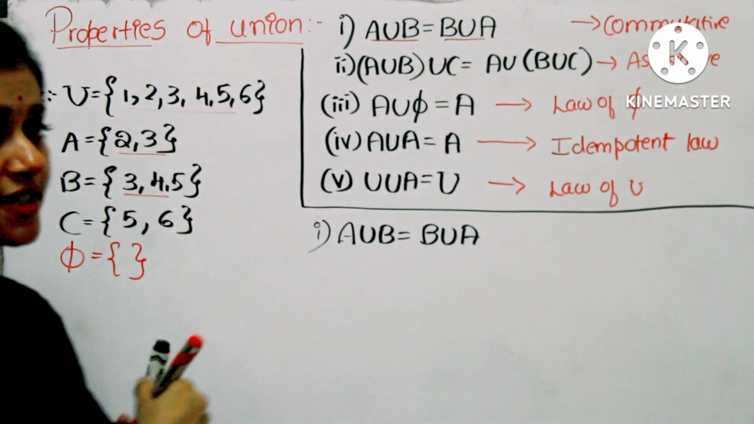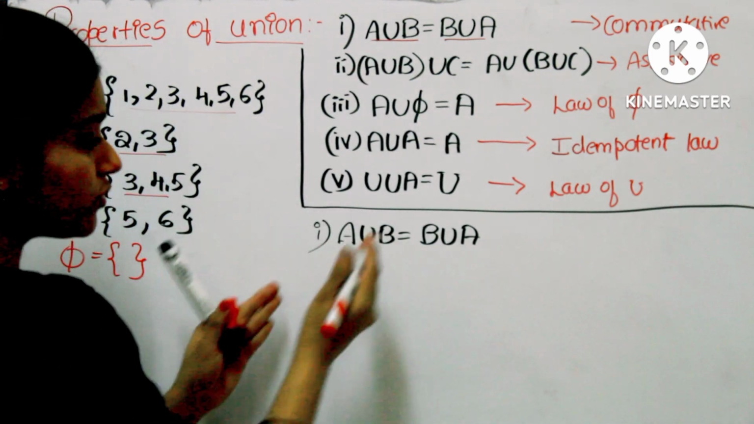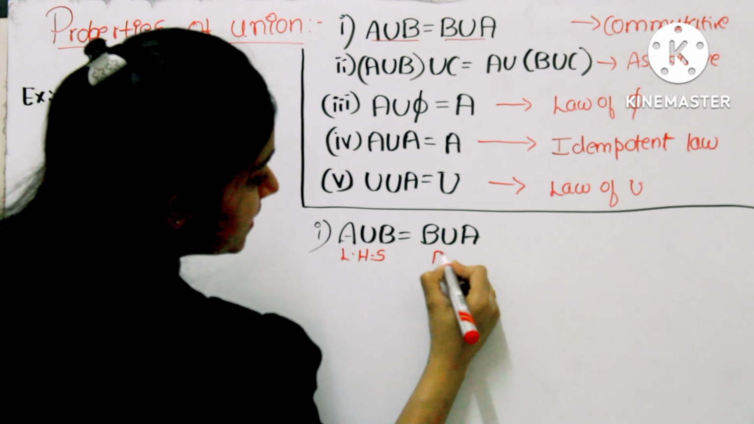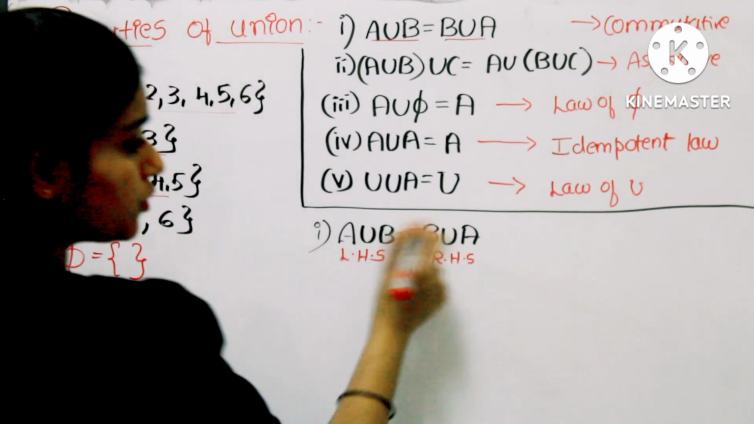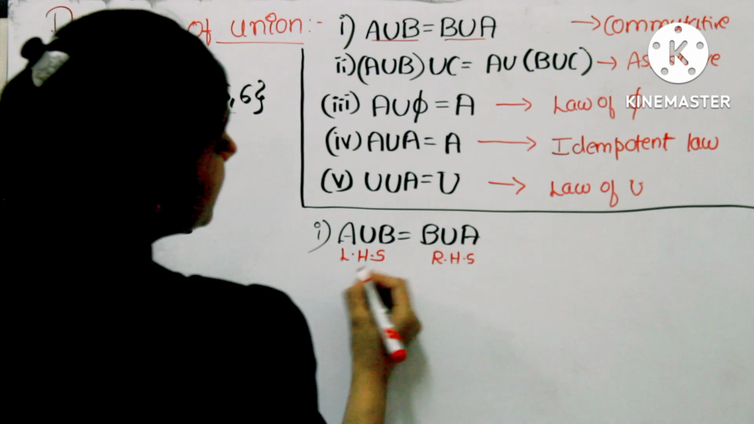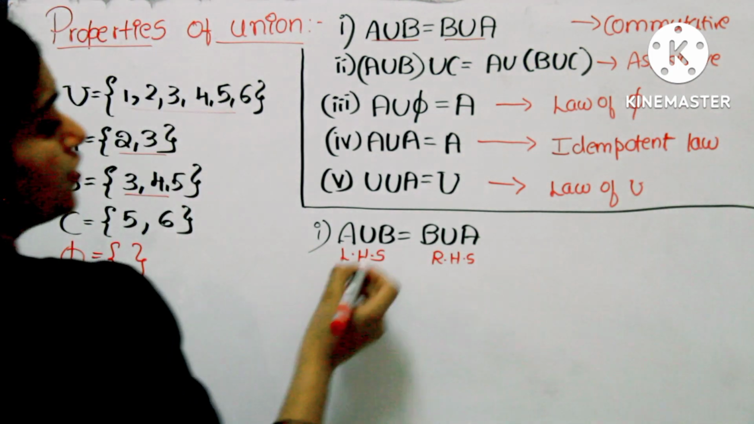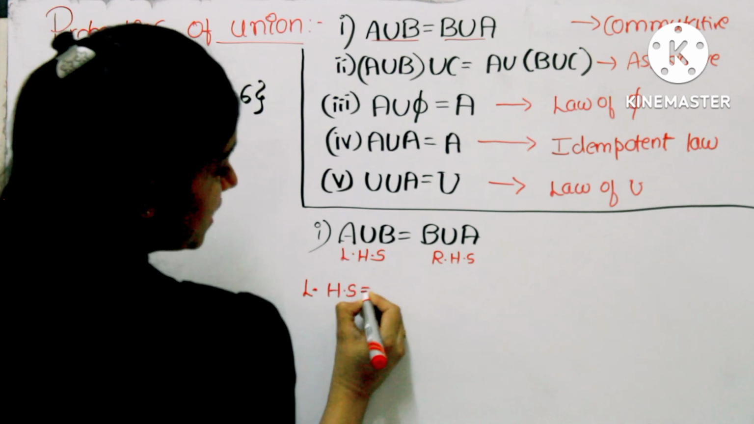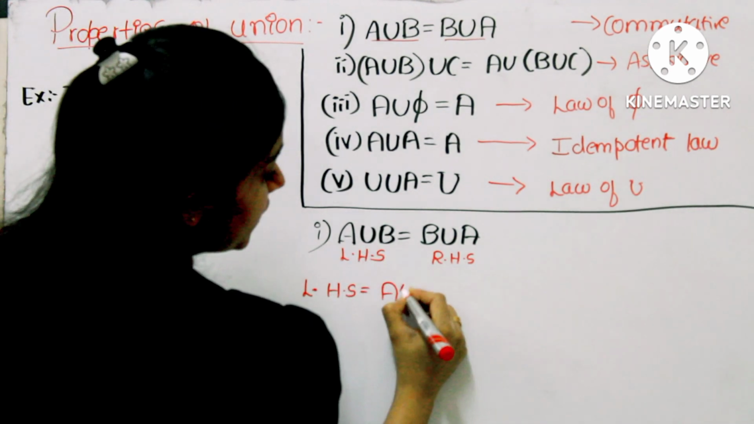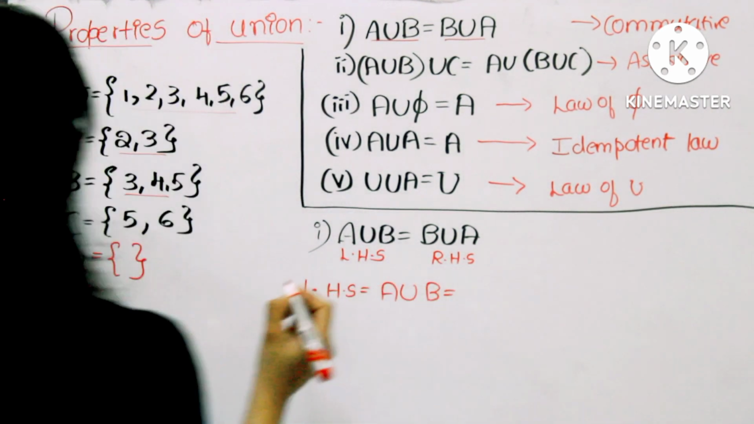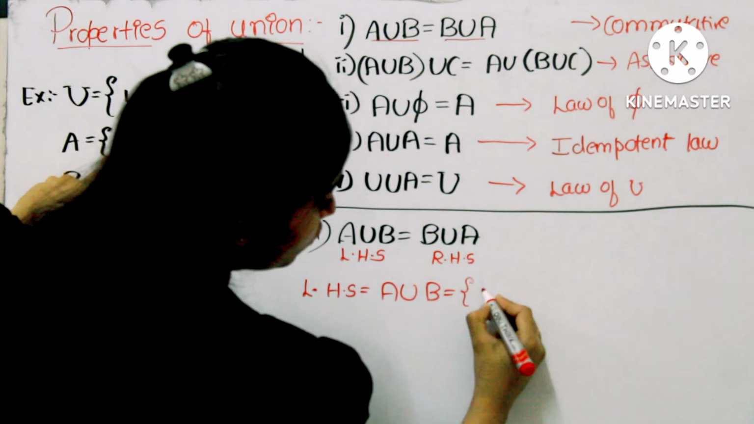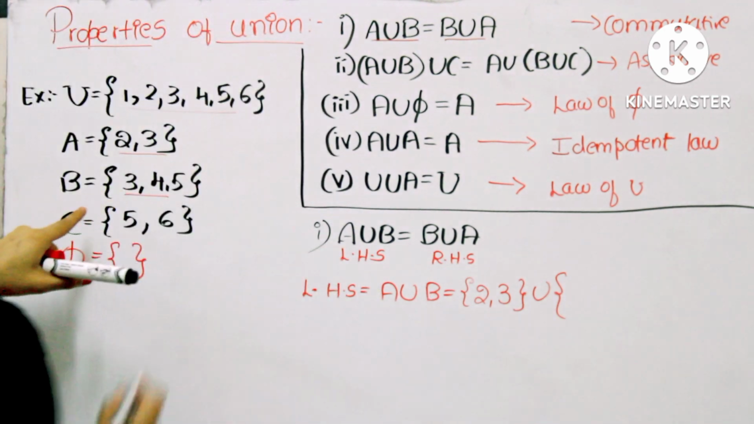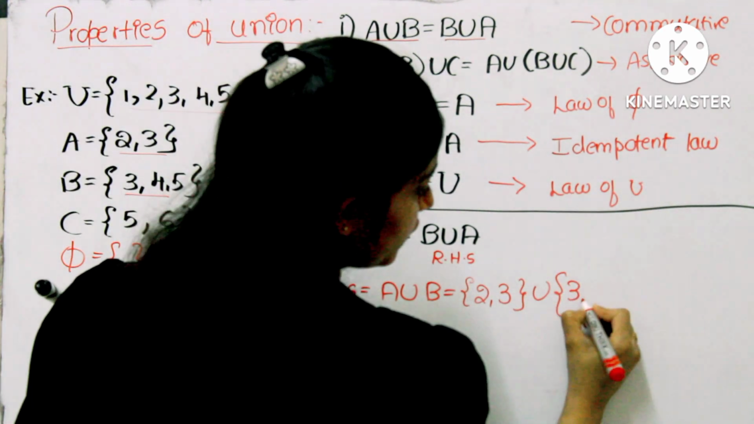So here, the left side of the equation we call LHS, and the right side of the equation we call RHS. To prove this is equal, we have to prove LHS equal to RHS. So first we take LHS. What is LHS? We have A union B. We took A is {2, 3}, union B. What is B? {3, 4, 5}.